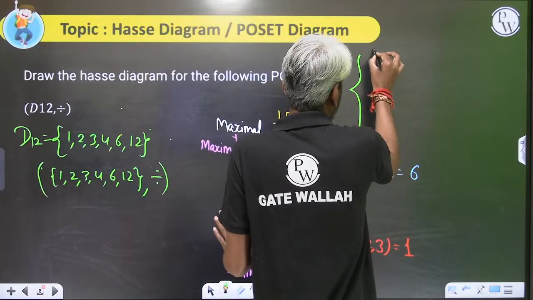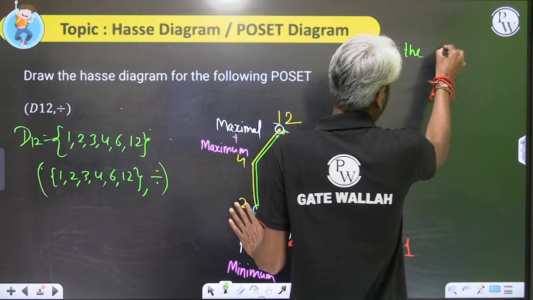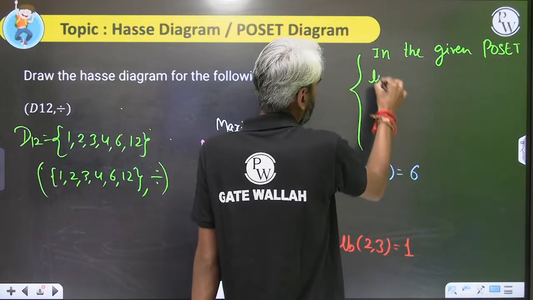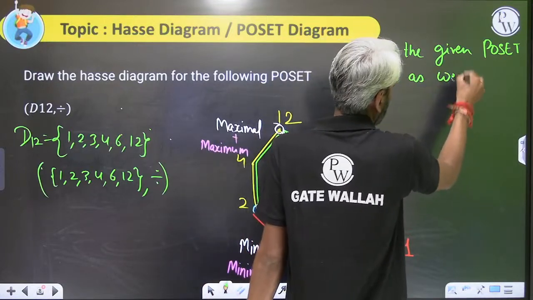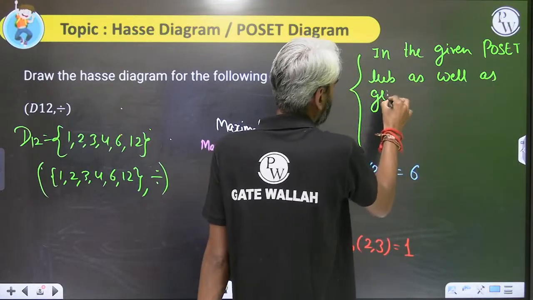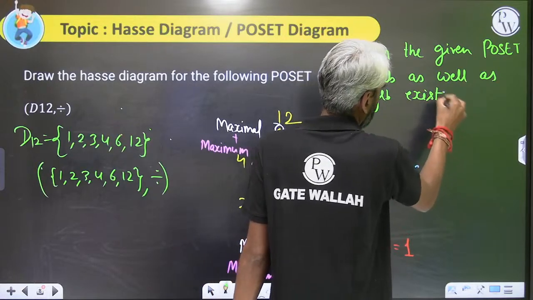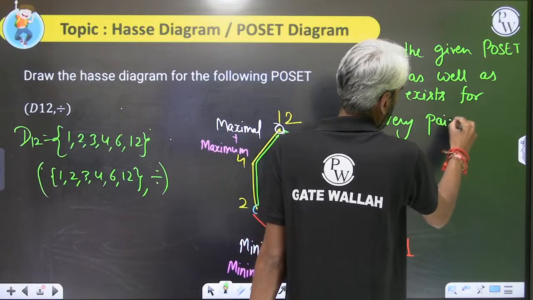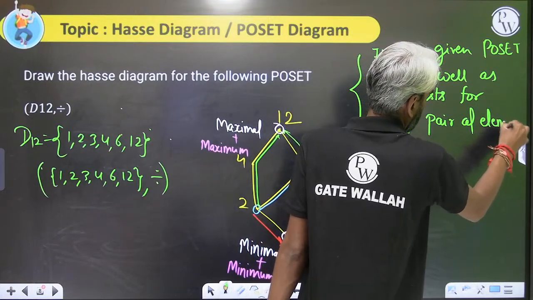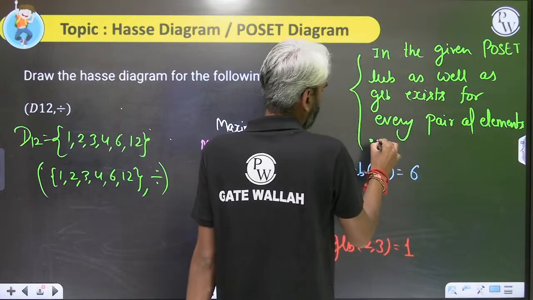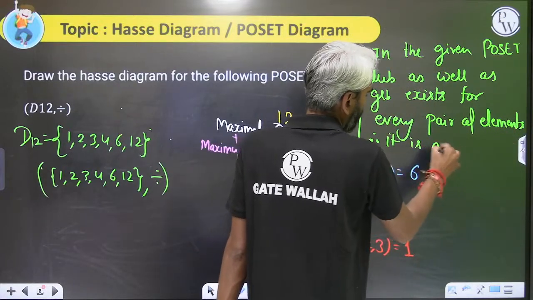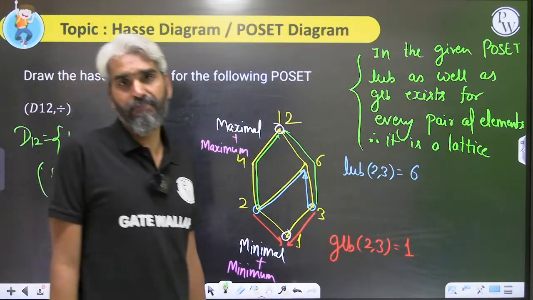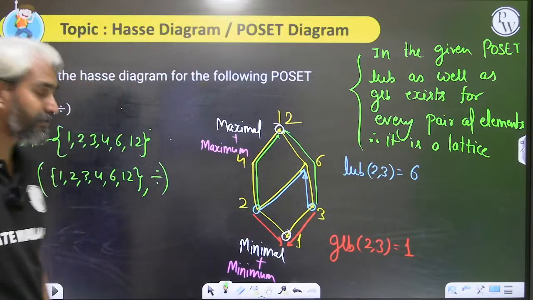So the given poset has least upper bound as well as greatest lower bound for every pair of elements. Therefore, it is a lattice. So basically, if it is a lattice, then it will be a join semi-lattice as well as a meet semi-lattice.